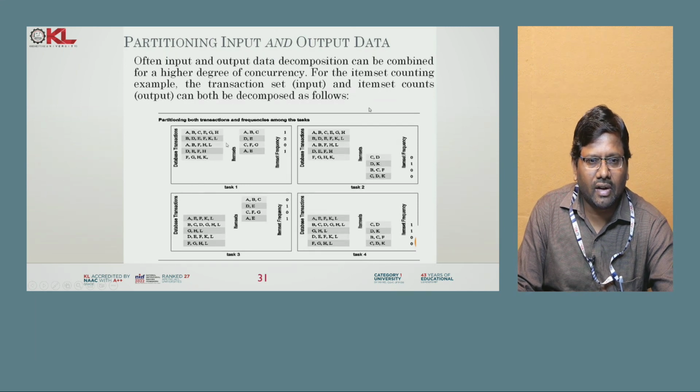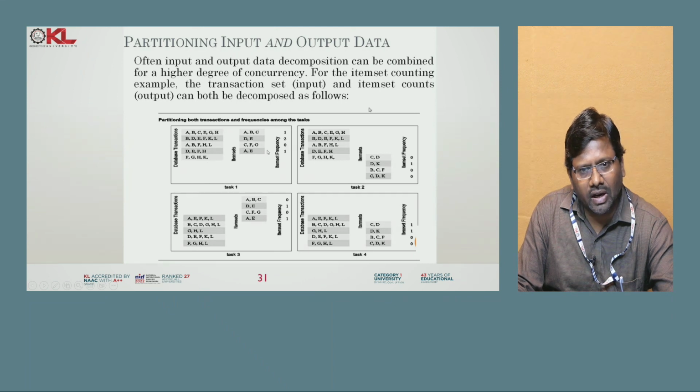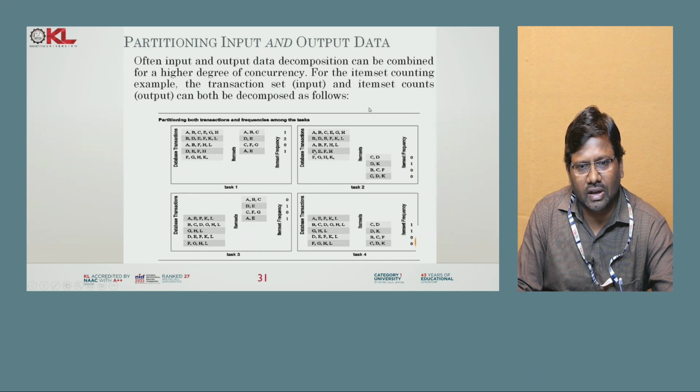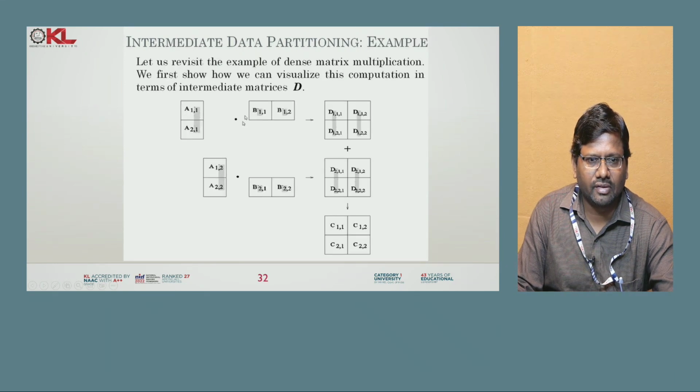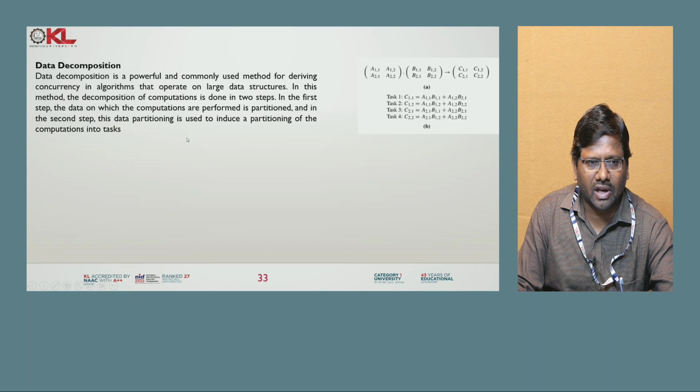So we could further divide this, input and output. At input we are dividing, at output also we are dividing. We are taking one set of database transactions, and another set as another. So like that we could divide this entire complex task into four different tasks, and then carry them out so that we could get the results in a faster way. This is also the same example of matrix multiplication.